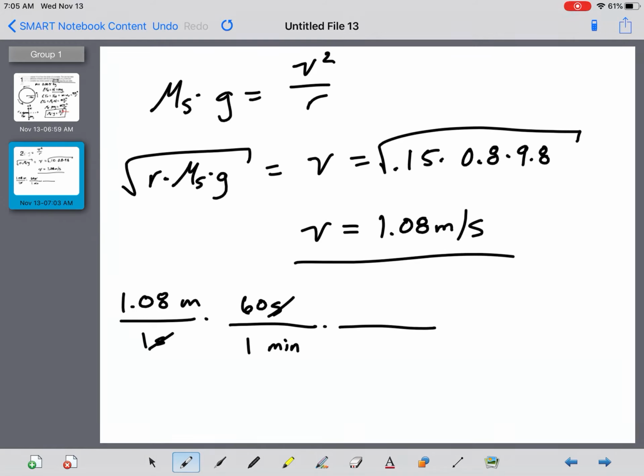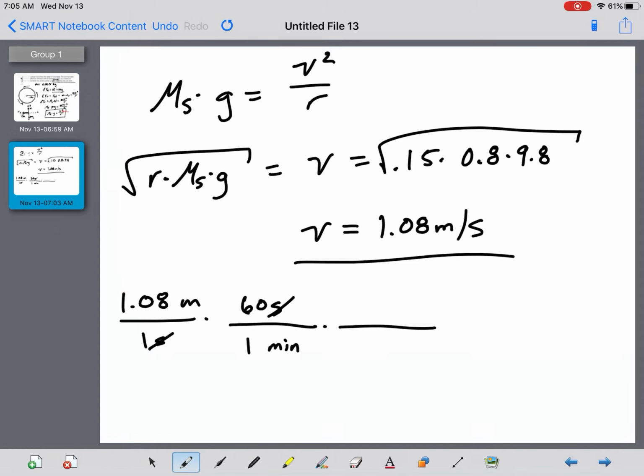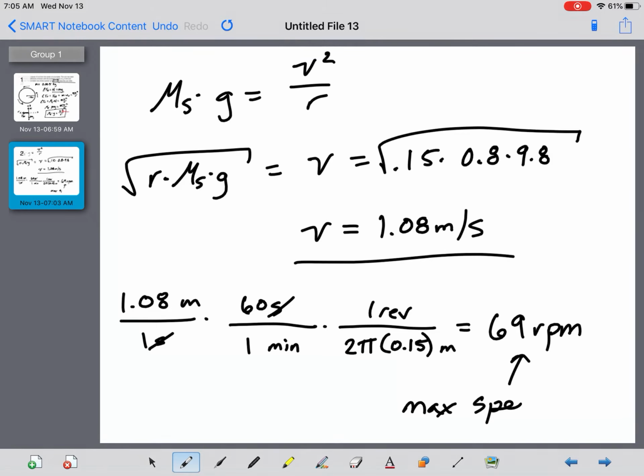Now, meters into revolutions. We have to think, what is the distance of one revolution? The distance of one revolution is the circumference of the circle. The circumference of the circle is 2 pi r meters, and that's one revolution. If I calculate that out, the number of revolutions here is 69 RPMs. Now this represents the max speed to not slide off.